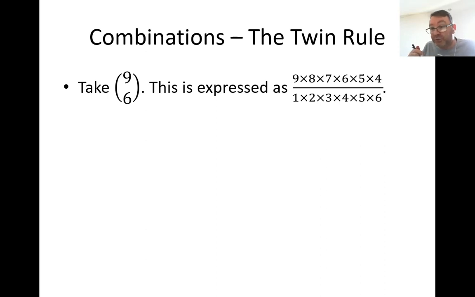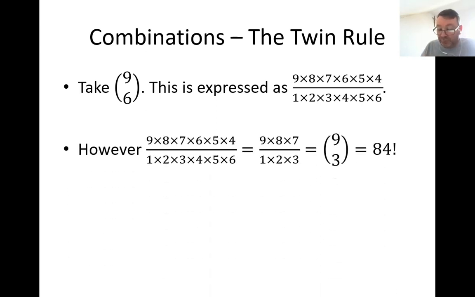It's the longest way to do it. You'll be glad to know you won't be doing that because you'll be using your calculator, but just to show you where it comes from. So out of 9, choose 6. That means start at 9 and go back 6 digits, 6 what we could say natural numbers, and then on the bottom start at 1 and go up 6 digits.